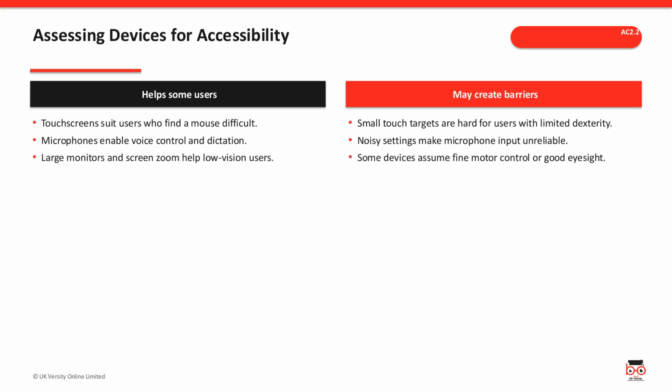It's really important to assess devices for accessibility because the same device can help one person and hinder another. Touchscreens suit people who find a mouse awkward, microphones open up voice control and dictation, and large monitors with screen zoom help those with low vision. But small touch targets can be tricky for anyone with limited dexterity, and a microphone becomes unreliable in a noisy room. Good assessment always asks who is going to be using this and where.